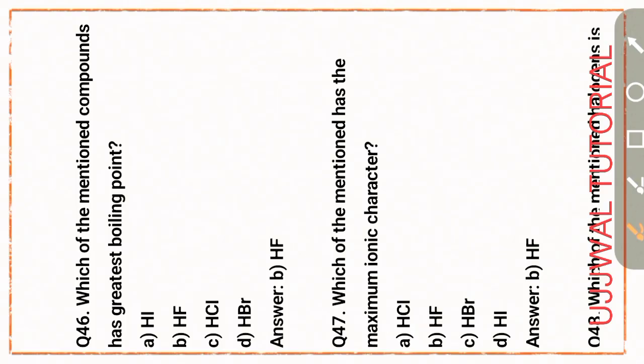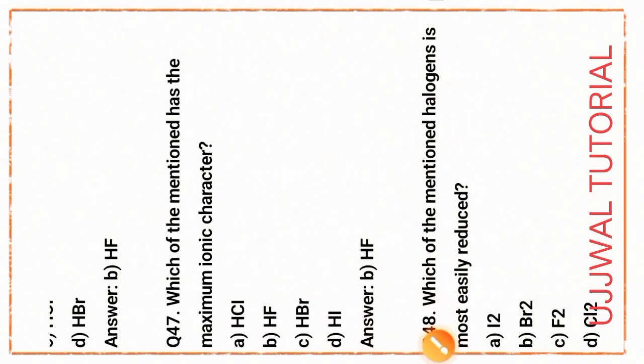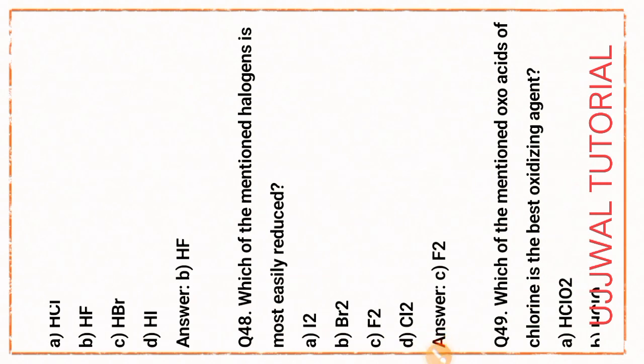Okay, next question. Question number 47. Which of the mentioned has the maximum ionic character? Option B, hydrogen fluoride. Due to the presence of fluorine, it is the most electronegative element. Okay, next question. Question number 48. Which of the mentioned halogens is most easily reduced? F2, that is option C, fluorine.